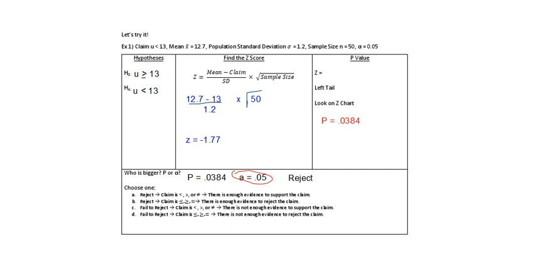When we make the choice, it's either going to be A or B, because they both say reject. So the tiebreaker is, what's the claim? The claim said less than, so I'm going to go with A on that, because it has that less than sign right there. That means there is enough evidence to support the claim. I know this is a little confusing right now, so let's do more examples.